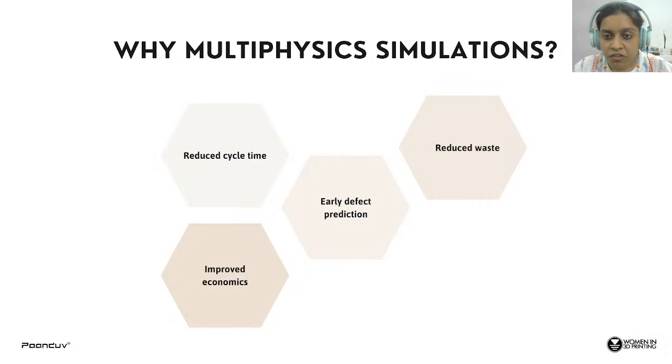Why are computational simulations or multiphysics simulations required? First, because we want to reduce the cycle time, we want to detect the defects early before the experimentation is done, before the part is created. We need to reduce the waste and we need to improve the economics, and these 4 problems can be addressed at the same time by using multiphysics simulations.